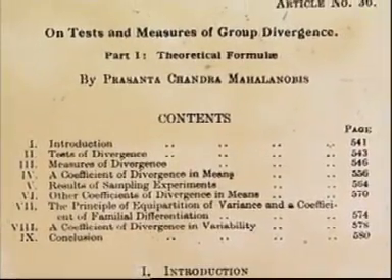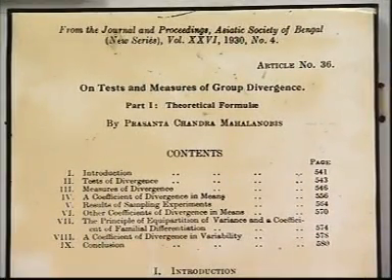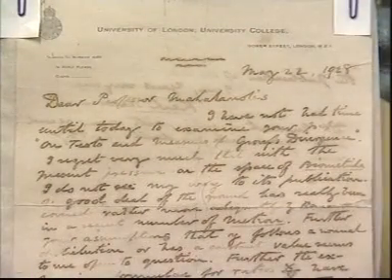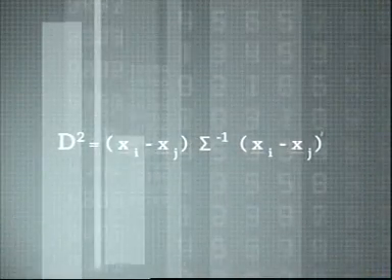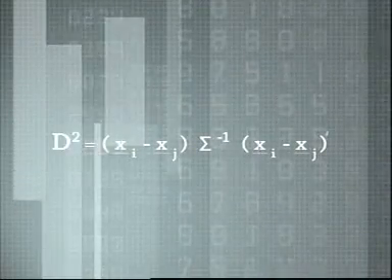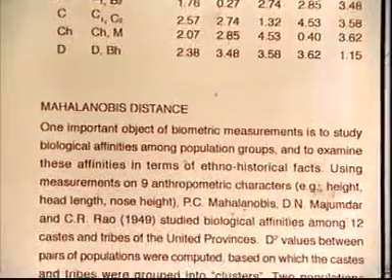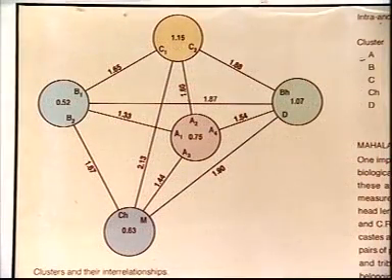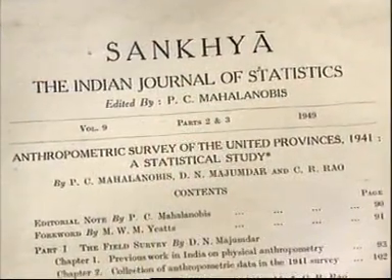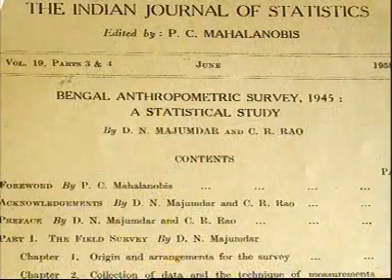This seminal paper was published in 1930 in the Journal and Proceedings of the Asiatic Society of Bengal. Not surprisingly, Pearson had rejected the paper which Mahalanobis had submitted earlier to Biometrika. Widely used in a variety of applications, Mahalanobis distance is a measure of affinity between two populations, say of castes or tribes, plant taxa, geological strata, ethnic groups, and engineering goods. The D-squared statistic was applied in the major anthropometric surveys of the United Provinces and of Bengal during the 1940s.